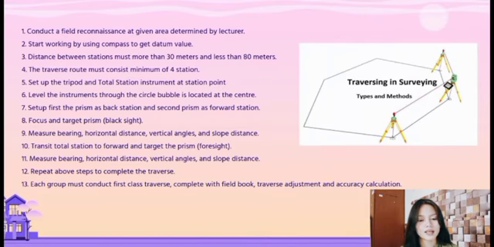Number 10. Transit the total station to the forward station and target the prism. Number 11. Measure bearing, horizontal distance, vertical angles, and slope distance. Number 12. Repeat the above steps to complete the traverse. Each group must conduct a first-class traverse, complete with field book, traverse adjustment and accuracy calculation.